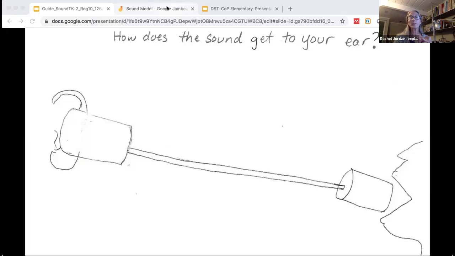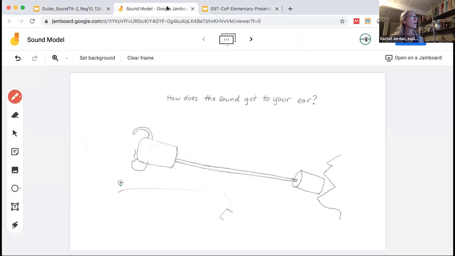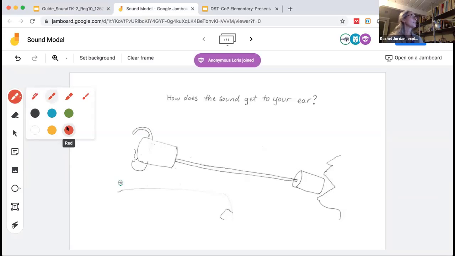So let's take a few moments to plan it, to think about how you would describe how sound gets to your ear. And Kelsey's going to call up a Jamboard. And then when you're ready, if you would either type in the chat box or unmute and share some ideas, what sorts of things could we sketch to help us share our ideas about how the sound gets to our ear?